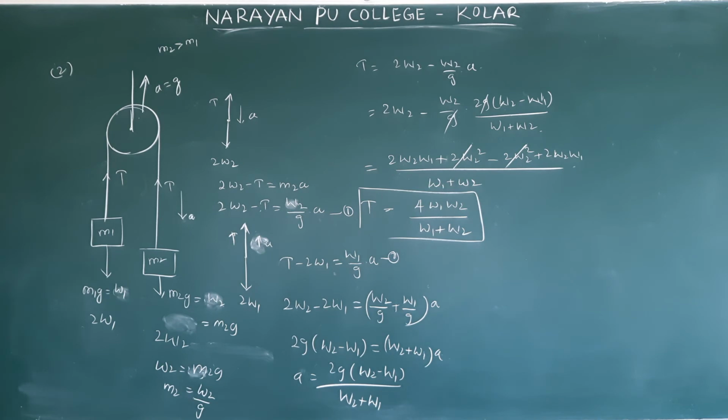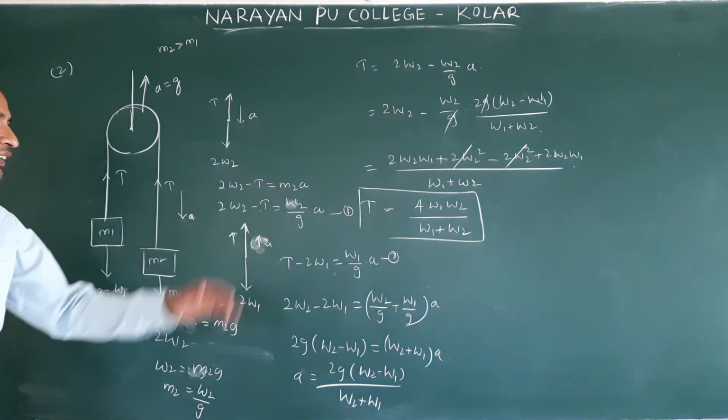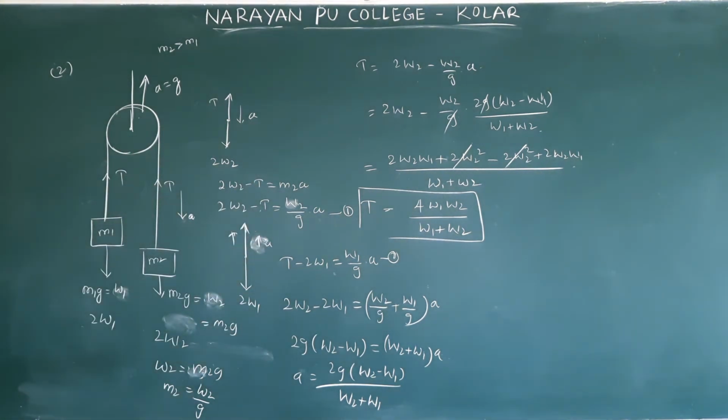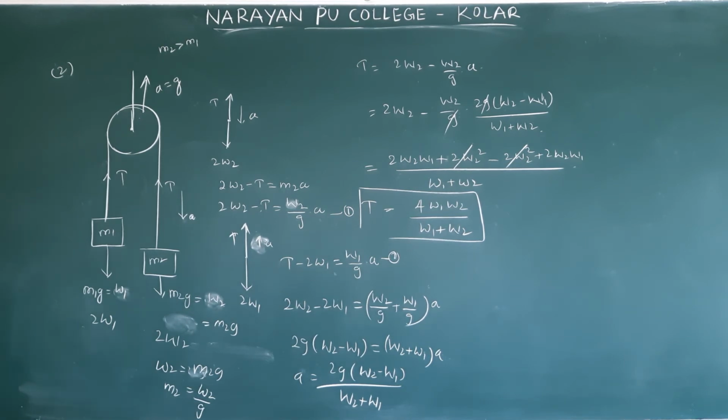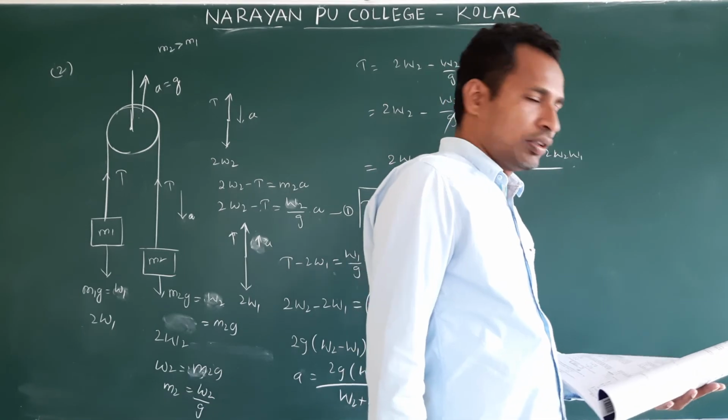Clear? So we have to do this method only. We have a short method, but that makes you confused. If you go equation-wise, you will get the answer. So the answer is 4W1W2 by W1 plus W2. Clear? Next, third question.